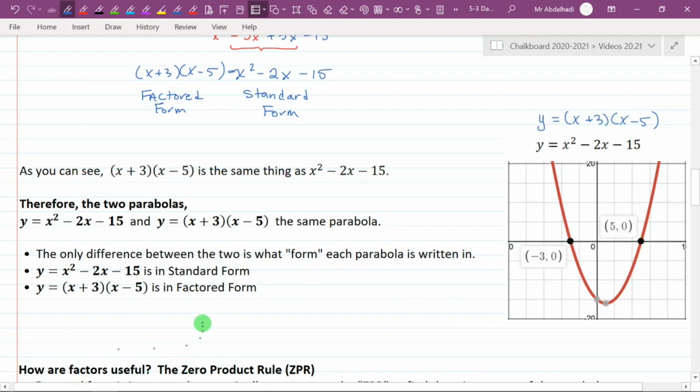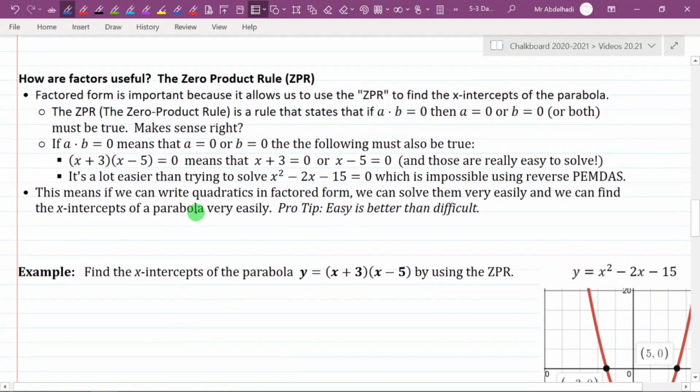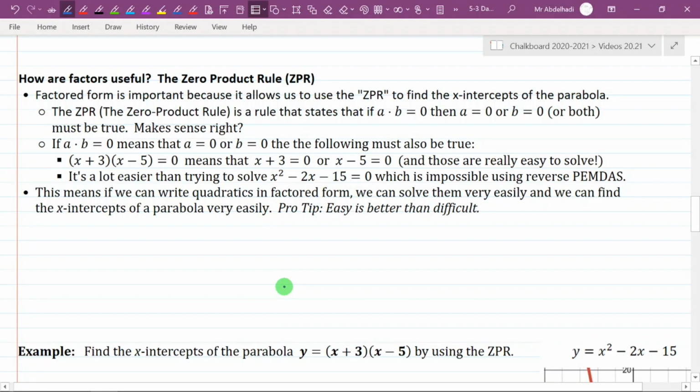So why are factors useful? And what is the zero product rule? So let me talk about that for a second. The zero product rule is something that you would consider almost like obvious, almost like common sense, like duh. If you have two numbers and you multiply them, you get 0. Isn't it safe to say that one of those two letters has to equal 0? There's no other way for that to happen. In other words, if you know that something times something equals 0, either A is 0 or B is 0, or both.